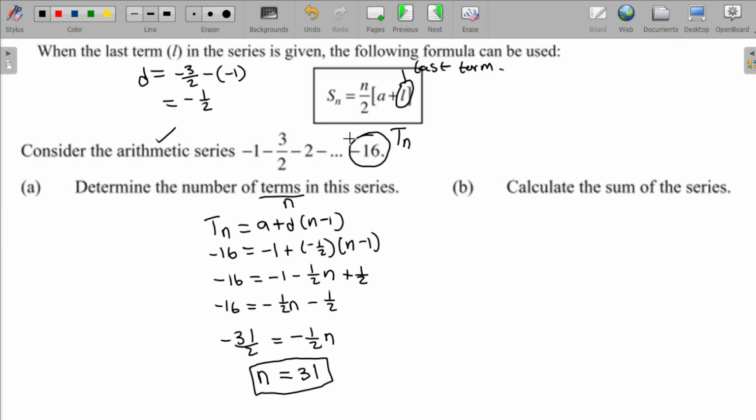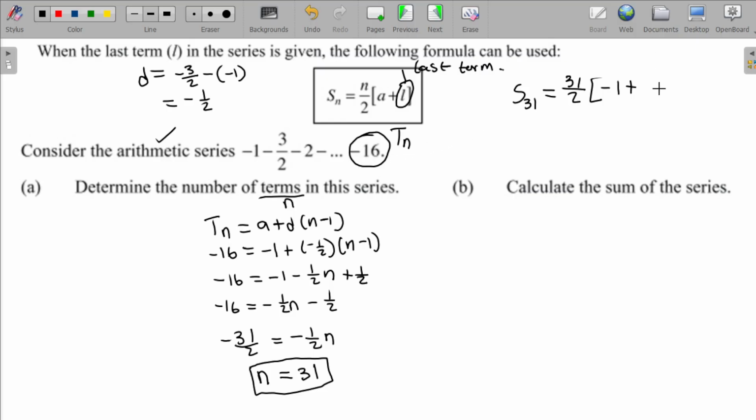So the terms that we have in this series are 31 terms. Now, calculate the sum of this series. Sum of this series, we're going to use the last term that we know, which is the 31st term. Now, coming to this one, we know that we need to calculate the sum of the 31st term. So, S31 is equal to 31 over 2 into, the first term here is, what? It's negative 1, so negative 1 plus this last term.